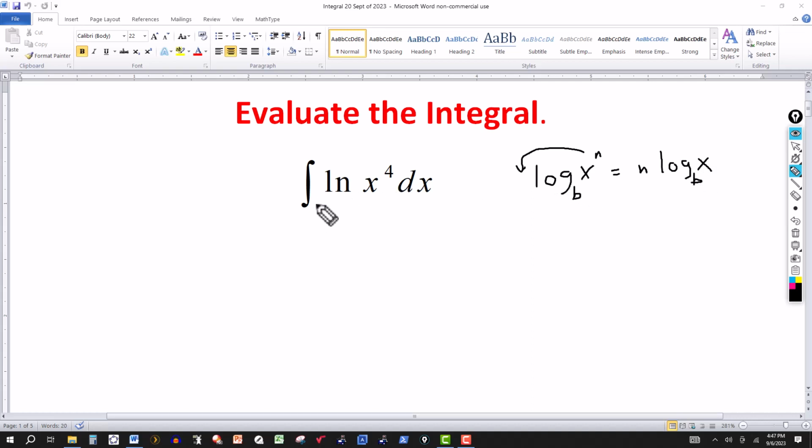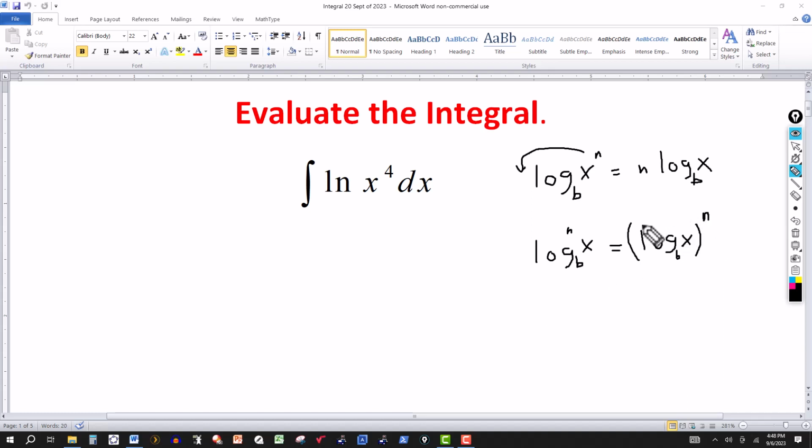And of course that applies for the natural log function. Also important to know that if you have the natural log of x to any base b, and I put an exponent right there, this is the same thing as the natural log of x to base b taken to the nth power.